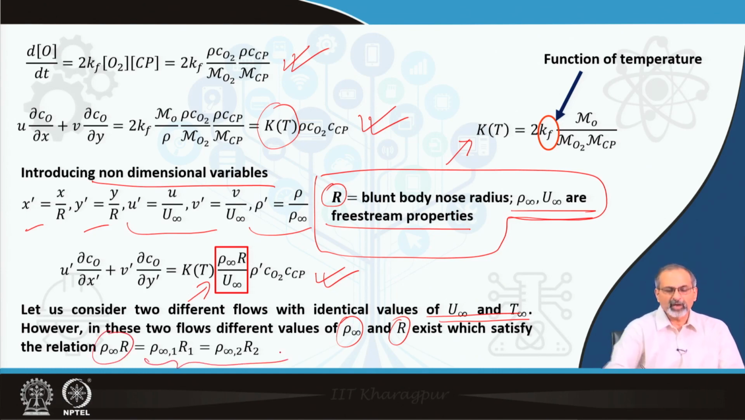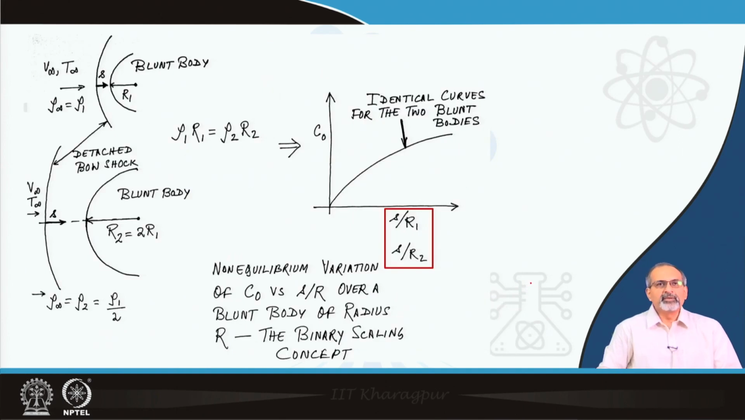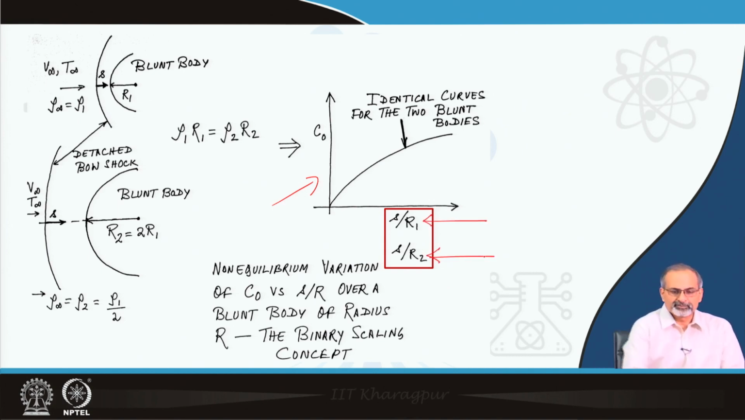So, let us say rho infinity 1 times R 1 is the same as rho infinity 2 times R 2, then the numerator becomes the same for the two flows. U infinity anyway is maintained the same for both the cases, and then the two flows will essentially become similar in nature. Now, where does the similarity mainly manifest itself? We see the similarity in the CO plot in terms of the running coordinate S, following the point just behind the shock up to the stagnation point, scaled by the radius of the blunt body.